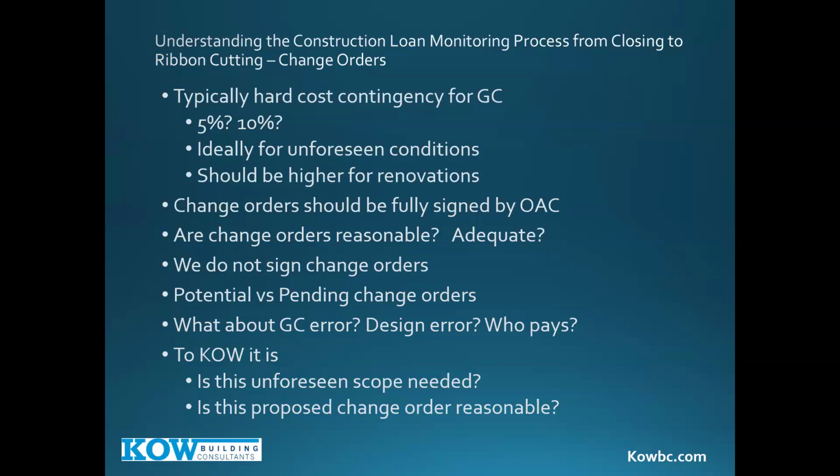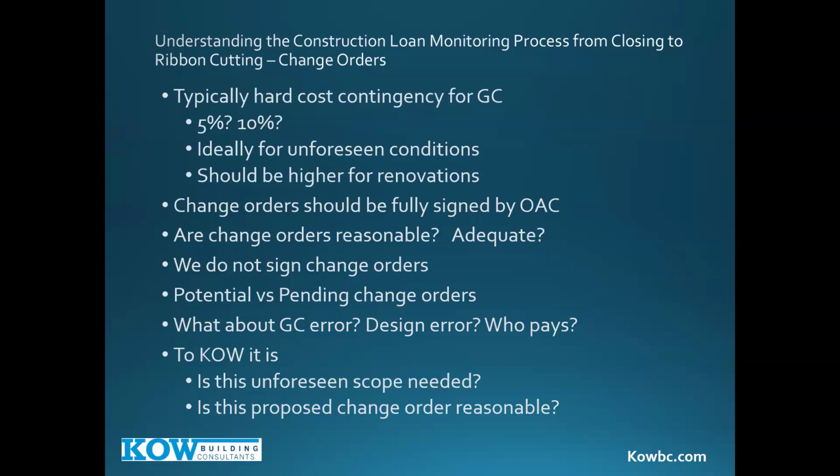Now, I mentioned $1 million in change orders. How do we view change orders? How does that work? Well, first of all, typically hard cost contingency will be there for the general contractor. That will be a hard cost contingency in the general contract for the contractor. That will be for unforeseen conditions. 5%, 10%. Should be higher for renovations as well. Some of our clients have 5% new, 10% renovation.